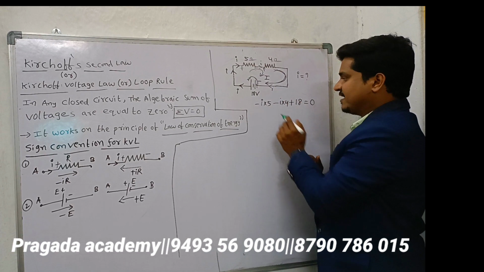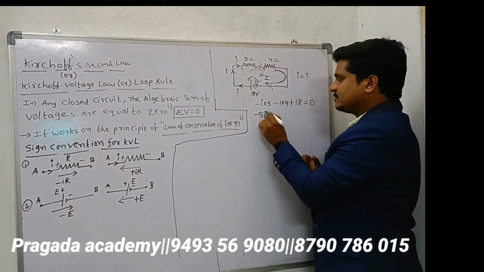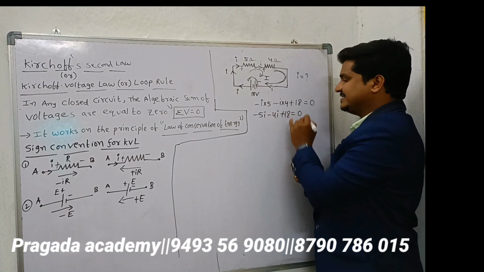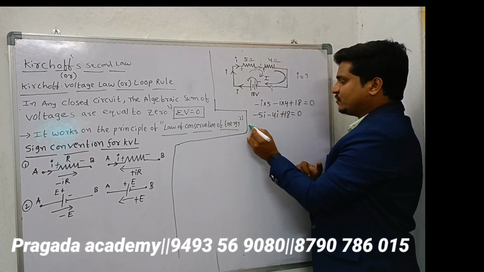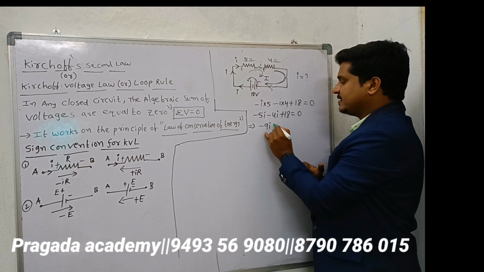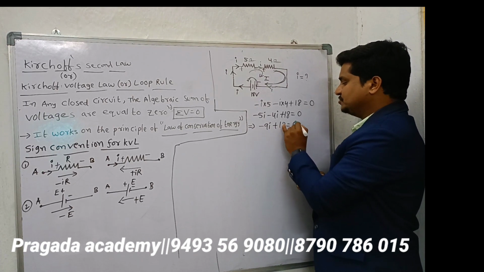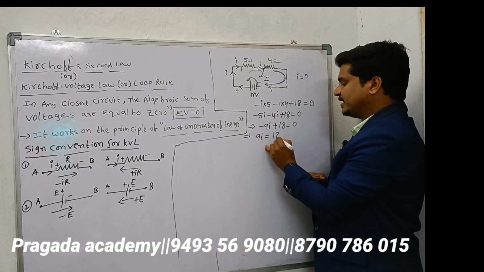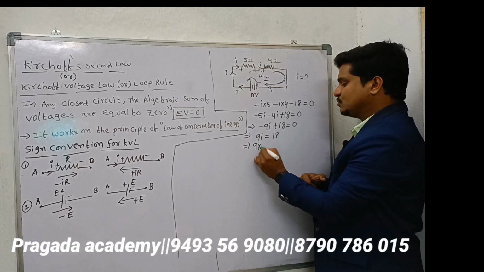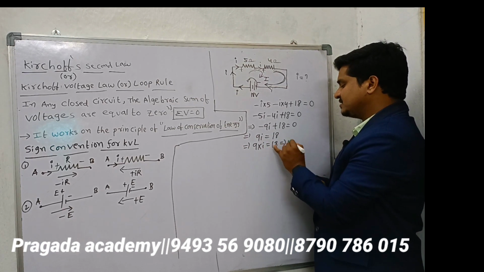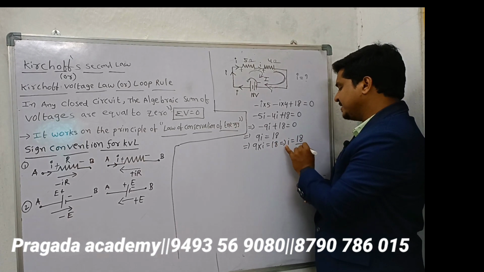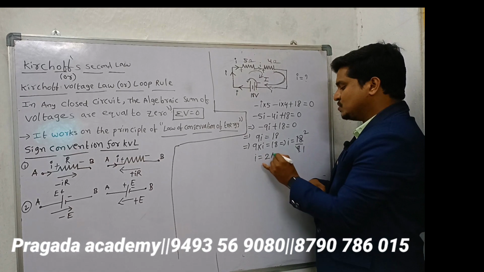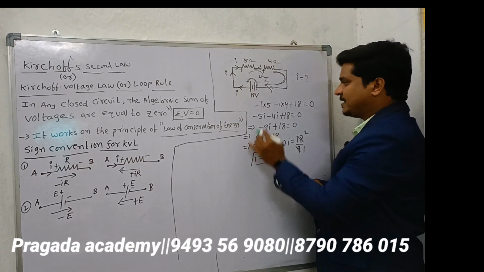So here we need to find the I value. Minus 5I minus 4I plus 18 equal to 0. Minus 5I minus 4I is minus 9I, plus 18 equal to 0. Moving minus 9I to the right side, plus 9I is equal to 18. 9 into I equals 18. From this, I is equal to 18 by 9. So what current value did you get? 2 amp.